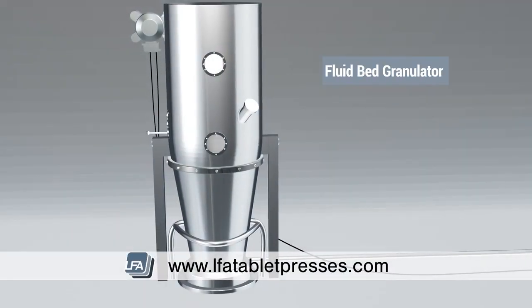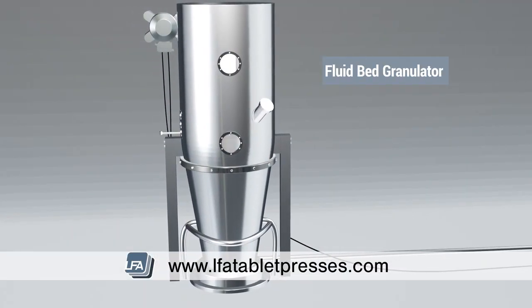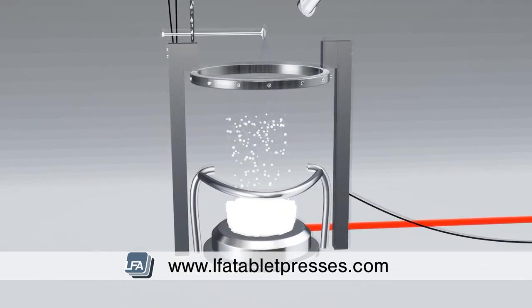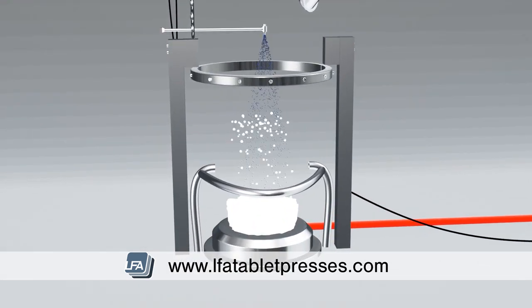The fluid bed granulator is one of the easiest forms of wet granulation, as it all happens within the same unit. Hot air is fed into the bed, lifting the granules whilst they are sprayed. The granules bind together to form bridges between themselves.